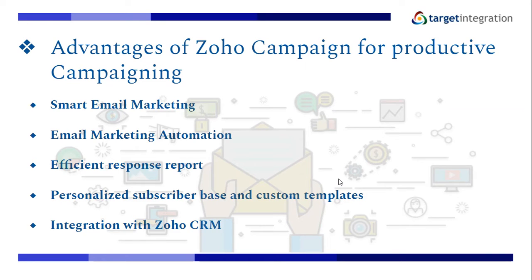The other part is the email marketing automation. With respect to workflows and autoresponders, there are many stages which can be automated, and that in turn helps to save time and effort and increases the productivity of the whole campaign. And through various proper mailing lists and segments, we can have a personalized subscriber base and use custom email templates to increase the content value and response.